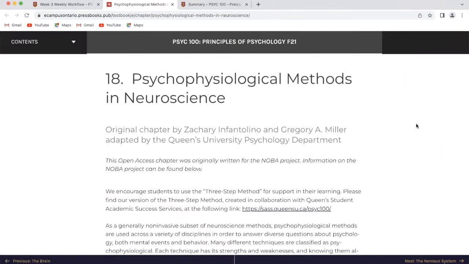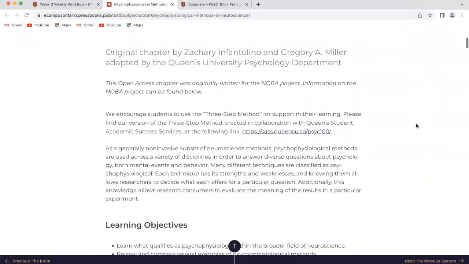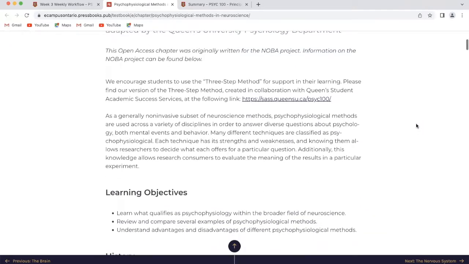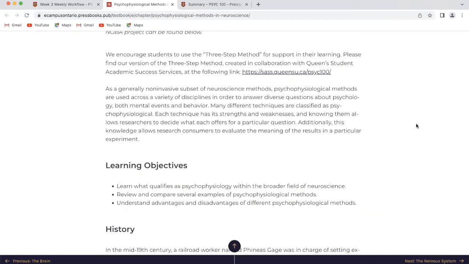Today we are on week 3, chapter 18 of Psych-100 from Queen's University, and it's psychophysiological methods in neuroscience. So let's get started. As a generally non-invasive subset of neuroscience methods, psychophysiological methods are used across a variety of disciplines in order to answer diverse questions about psychology, both mental events and behavior.